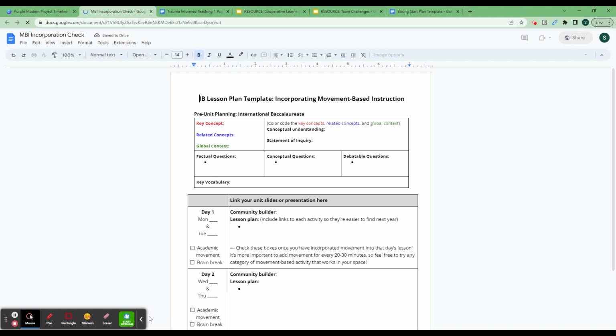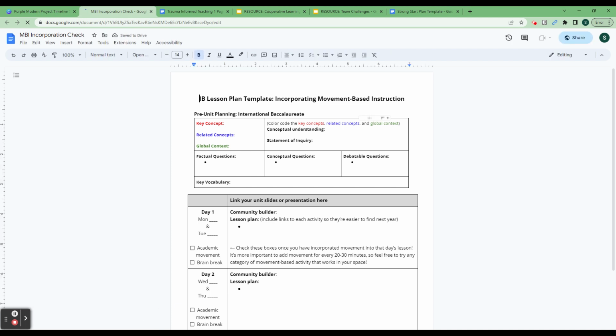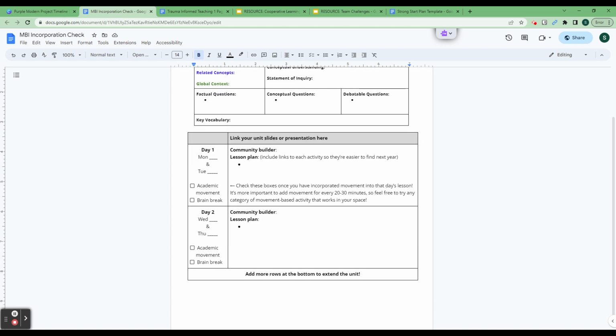The first part of this is including a movement based instruction checkpoint in your lesson planning document. This is just the lesson planning document that I use to build an IB unit. On the day to day, you can check the boxes once you have incorporated movement. It's really more important that there's a higher frequency of movement, about every 20 or 30 minutes. So you can feel free to try any of the categories in the resource I'm about to show you.